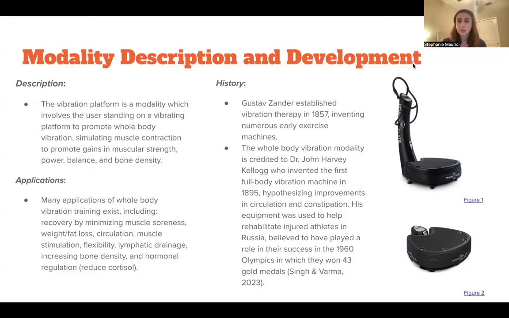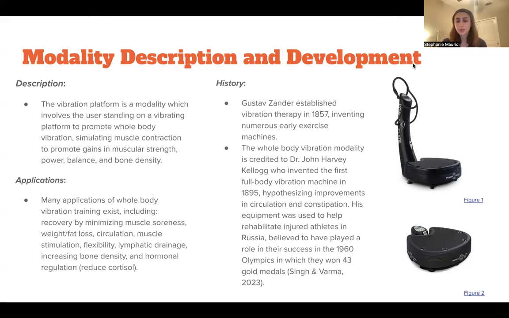So some of the history. Gustav Zander established vibration therapy in 1857 and invented numerous early exercise machines. But the whole body vibration modality is credited specifically to Dr. John Harvey Kellogg, and he actually invented the first full body vibration machine in 1895. He hypothesized using this for improvements in circulation or helping with constipation, actually.